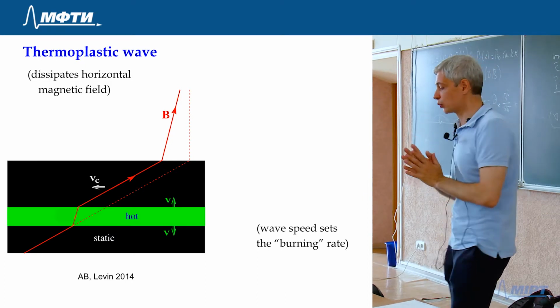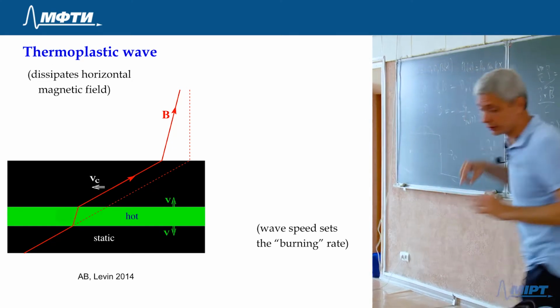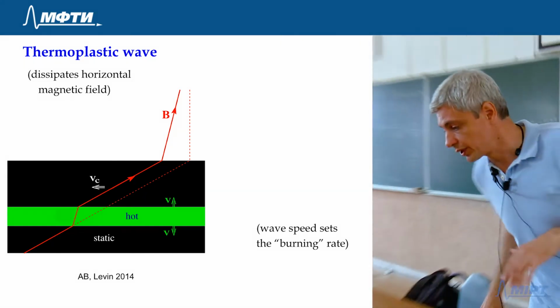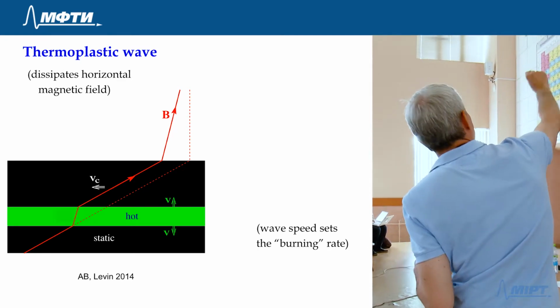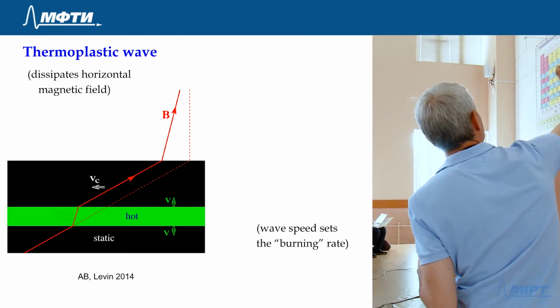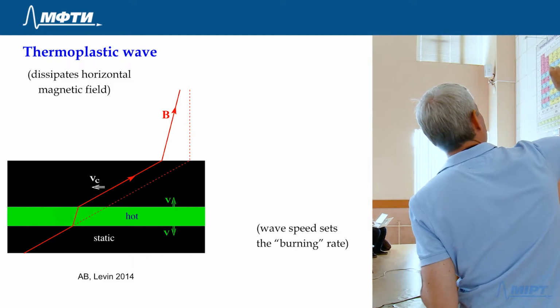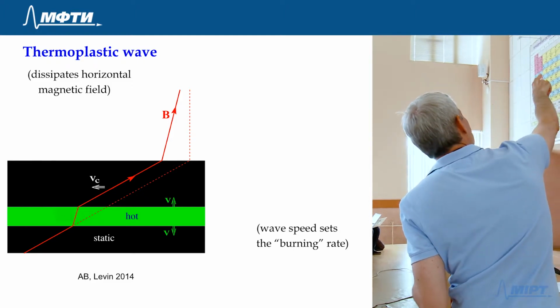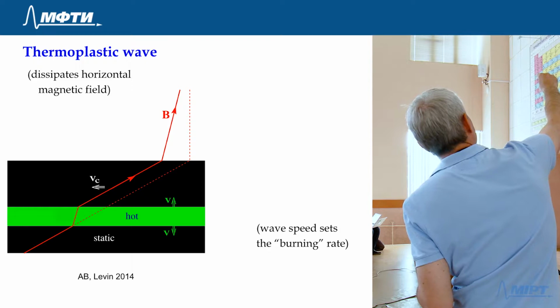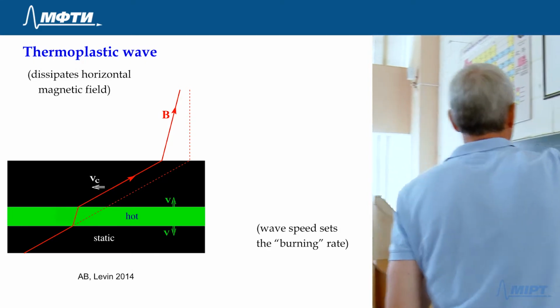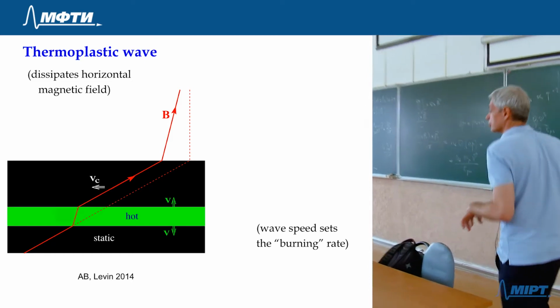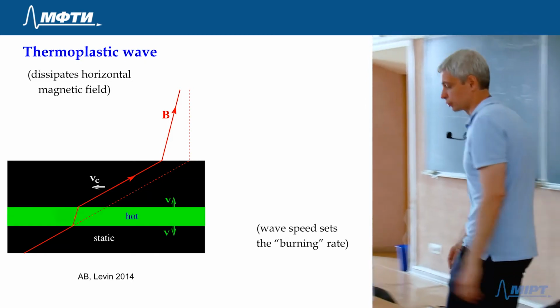Okay? So what you see here with the solid line is basically, you see in the green burned region, which is hot, where the wave has already passed through, the horizontal component of the field is reduced. The field is more vertical. And that means that you have released the magnetic energy, converted it to heat.